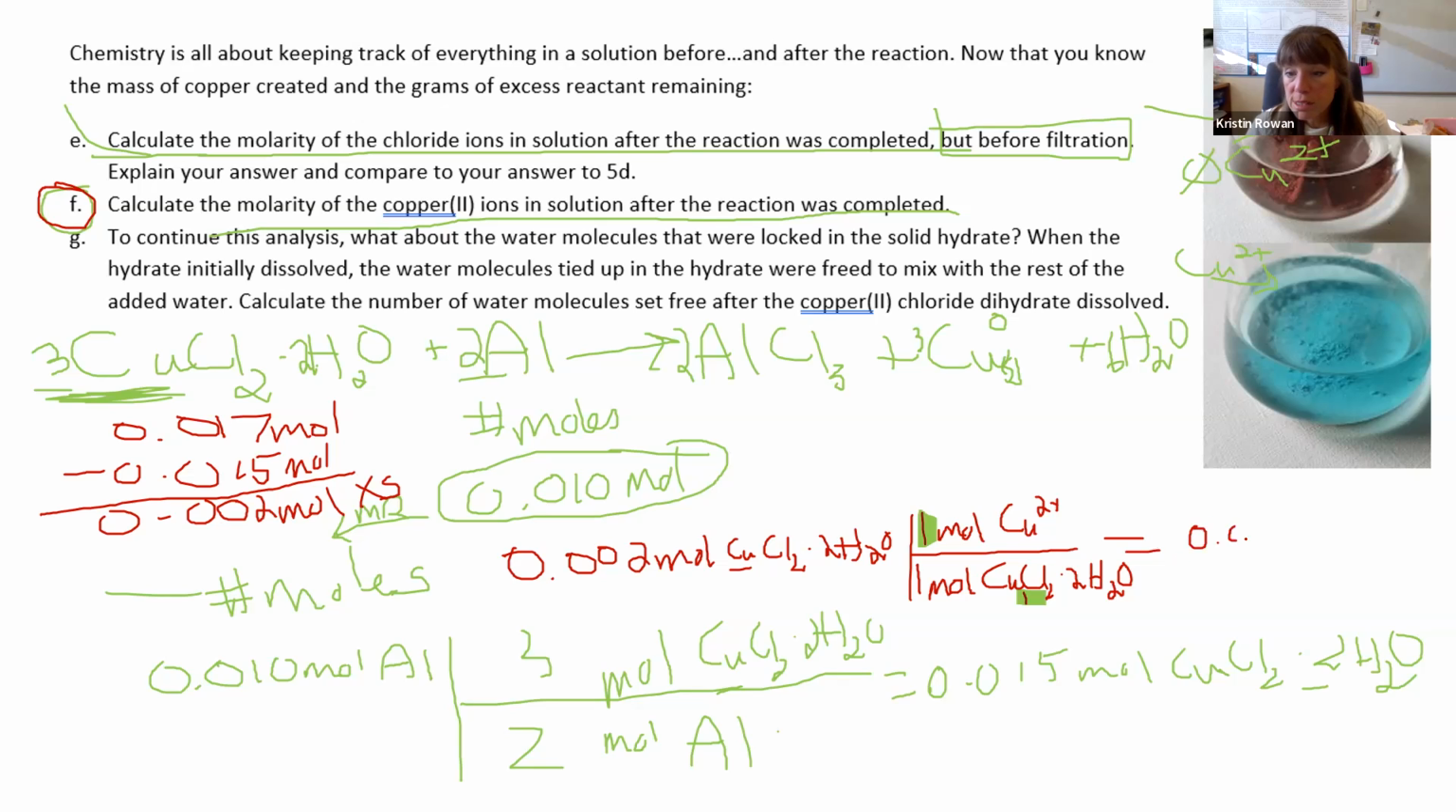It's 0.0020 moles of Cu2+. But that's not what it's asking for. It's asking for the molarity. Well, molarity is moles divided by liters of solution, which I know was 0.089 liters. And that would give me a molarity after reaction. And of course, it must be much less than what I started out with because it did react. But if my solution was blue, like up here, that means it was in excess.